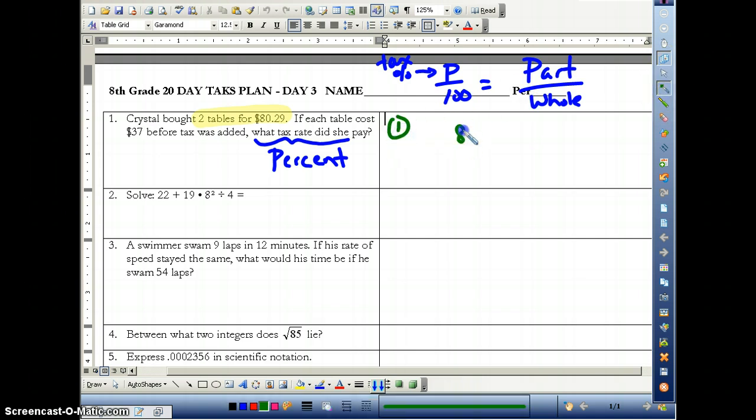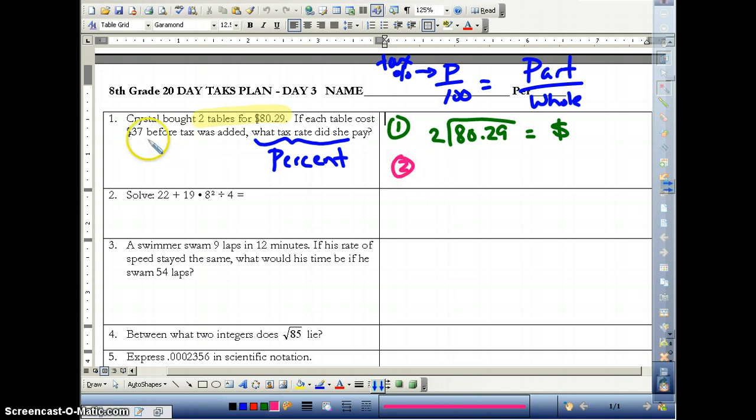So we're going to take $80.29 divided by 2 tables. That's going to give you how much each table costs with tax included. Step 2 is going to be to subtract $37. So take this answer right here, whatever answer you get right here, and subtract $37 from it. This gives you your tax amount.